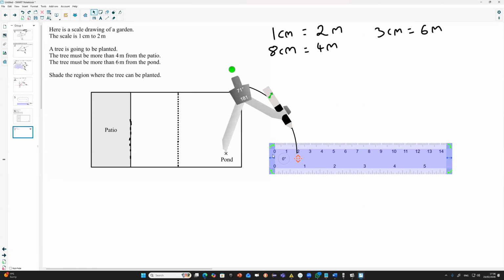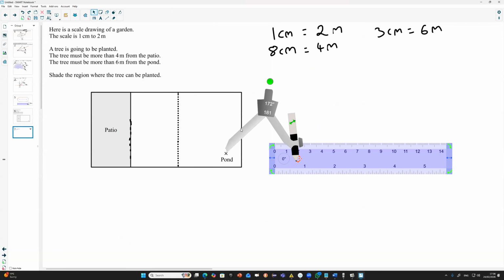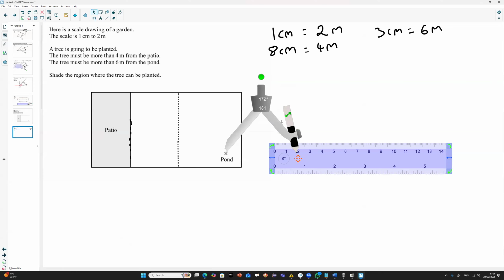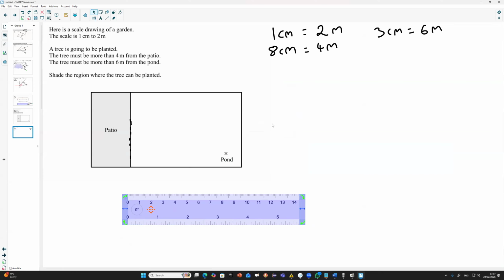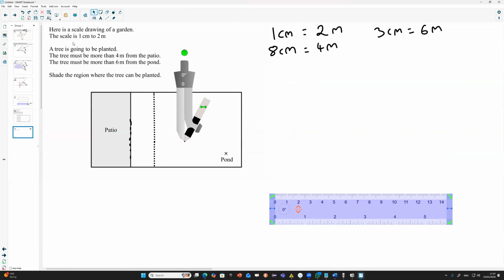Well, it's a circle, really. I mean, the way I've drawn it doesn't really work. Aren't you supposed to do it three centimeters? Yeah, and the same with your line. Shouldn't it be 2 centimeters? That's true. Sorry about that. Elliot, thank you for reminding me there. Yeah, that makes more sense, because 3 centimeters is 6 meters.